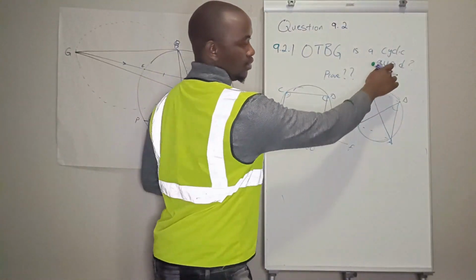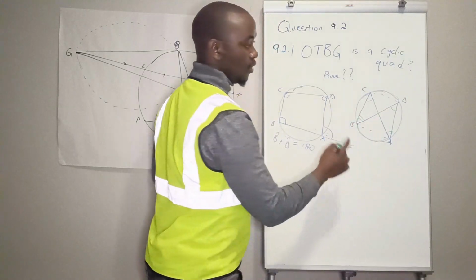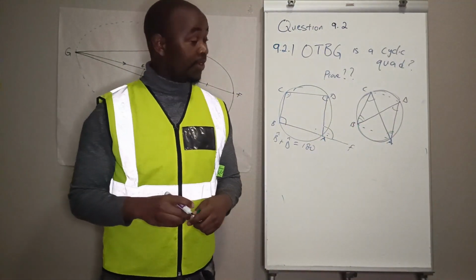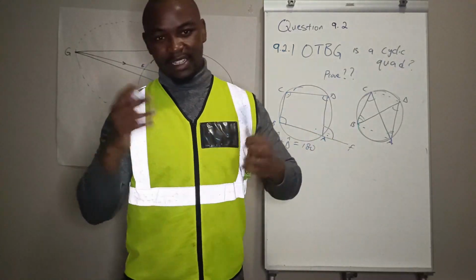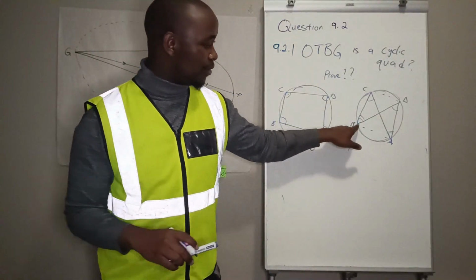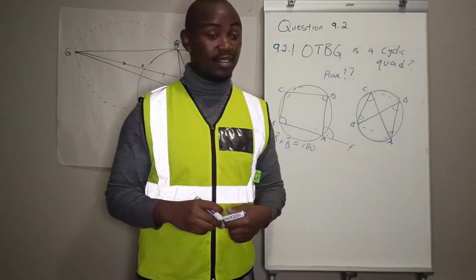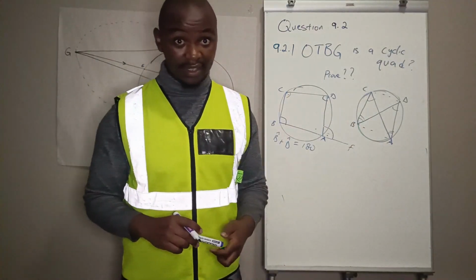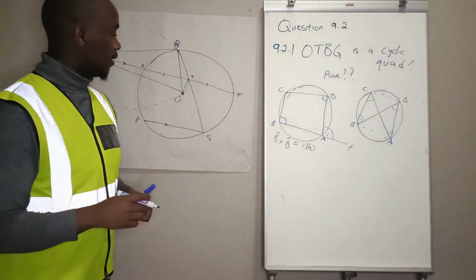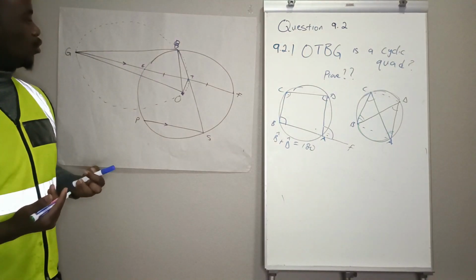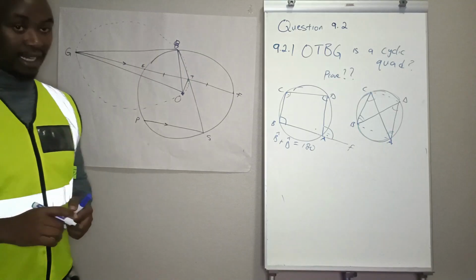Same applies to CD, arc CD. Those two angles are equal. And back in the days, me and my friends used to call that theorem the butterfly. So if you have a structure like that, and you're asked to prove that it is a cyclic quad, remember that theorem. All right, now let's try and attack our question in here. How would we go about proving that indeed OTBG is a cyclic quad?